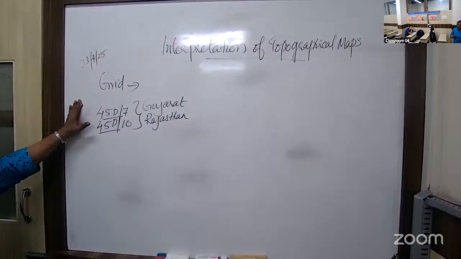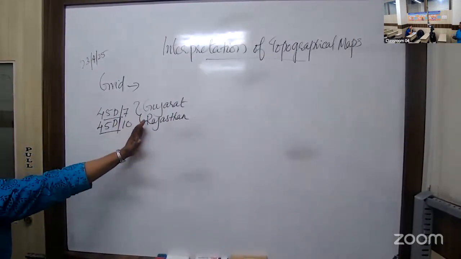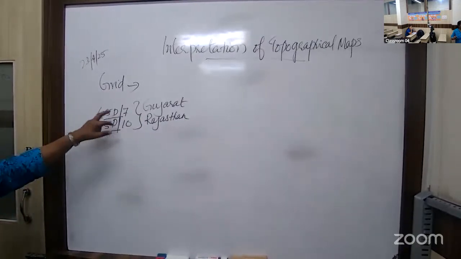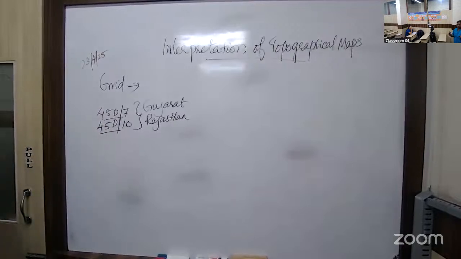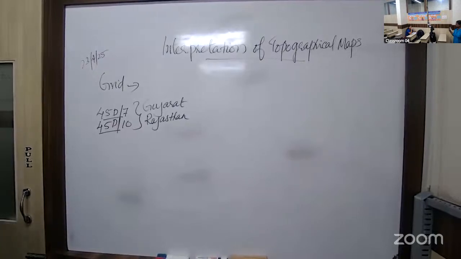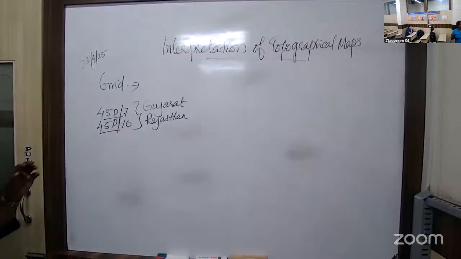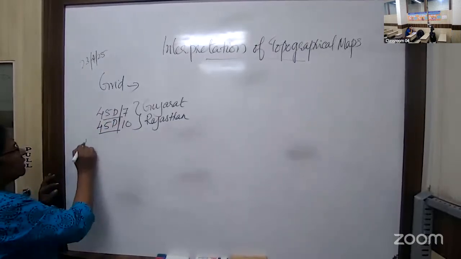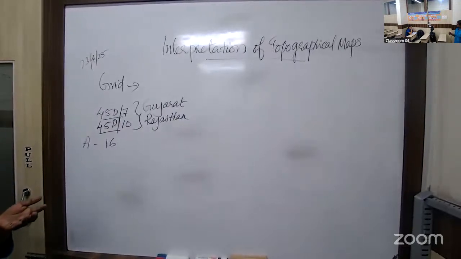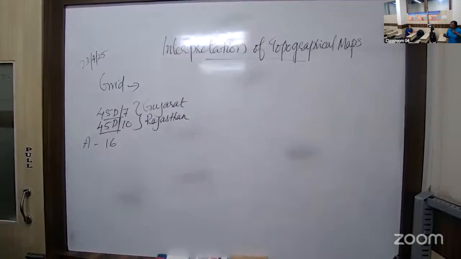This one is clear. The numbers, then alphabets, then again the number. And the maps will come only from this, either the part of Gujarat or the part of Rajasthan. This is clear? So, which alphabets? A to 16, that means 16 alphabets. And the numbers also 1 to 16.